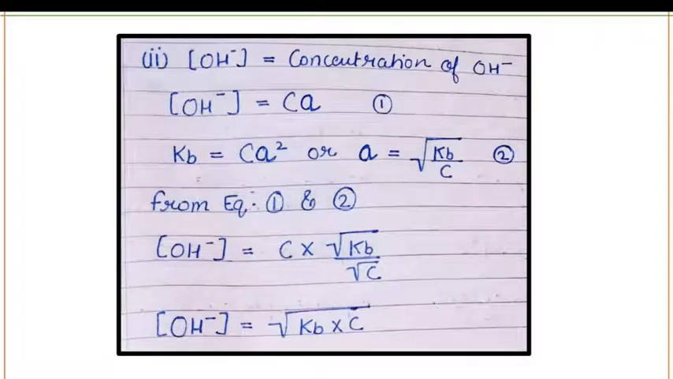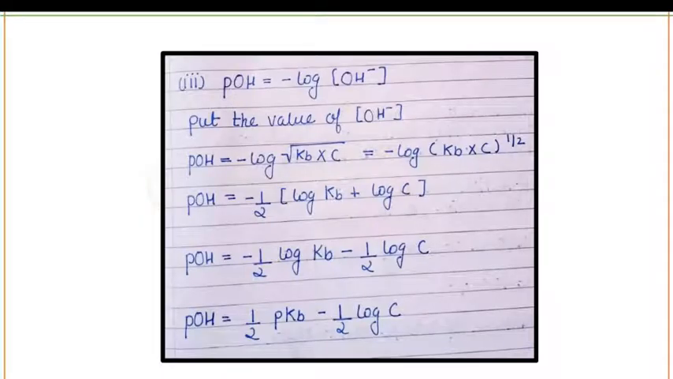Next, you have the concentration of OH minus ions. If you want to calculate the OH minus ion concentration, you can simply learn the following formula: OH minus equals under root Kb into C. What is Kb? Kb is the ionization constant for weak basic solution and C is the concentration given to you. Third, you can calculate the value of pOH, that is equal to minus log OH minus ion concentration. You have calculated the OH minus ion concentration, that is equal to under root Kb into C. By putting this value in the general formula for pOH, you get pOH equal to half pKb minus half log C.